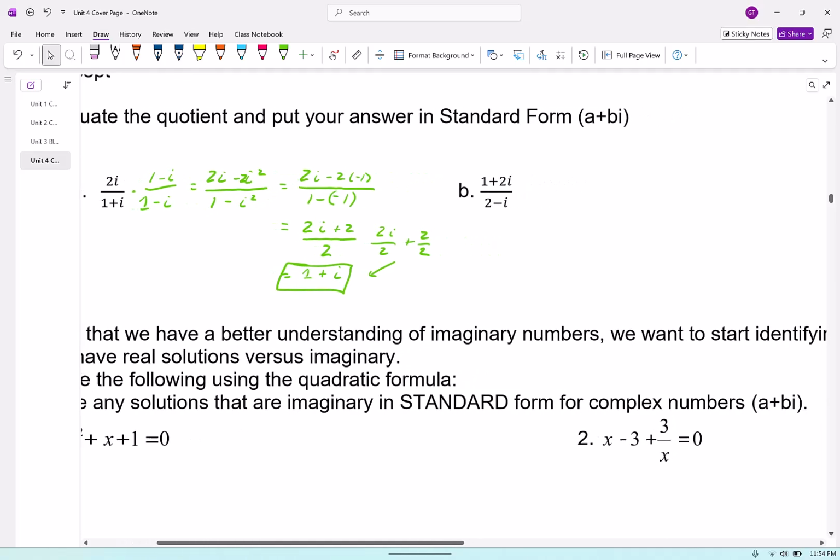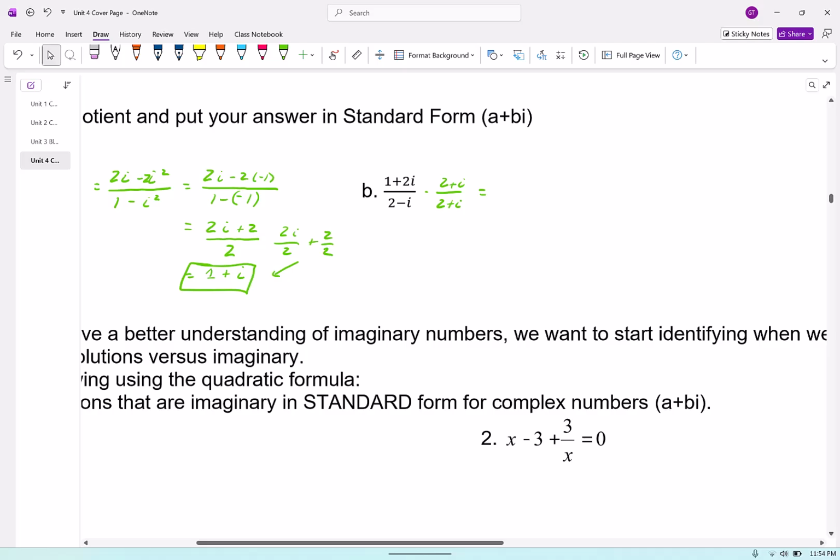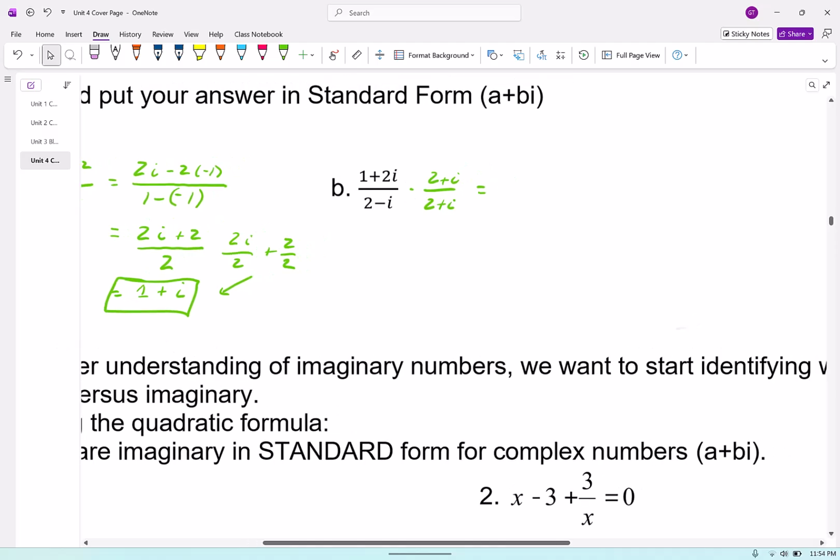All right. For B, same type of thing. We're going to multiply by the conjugate. So we're going to end up with 2 plus i and 2 plus i. All right, so on the top there, it looks like we're going to have to FOIL things out.